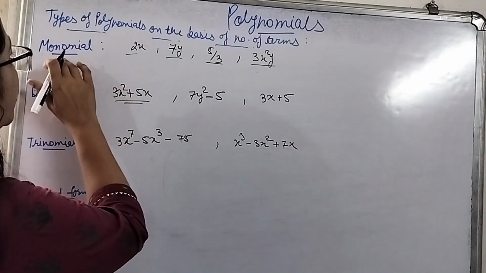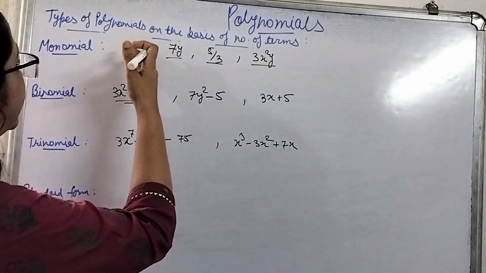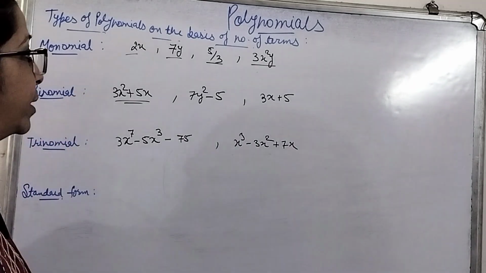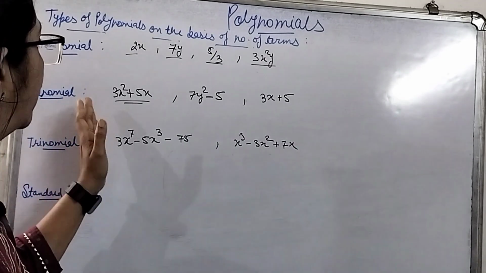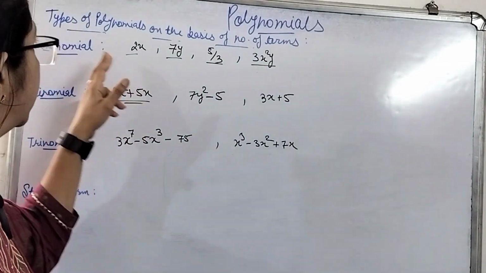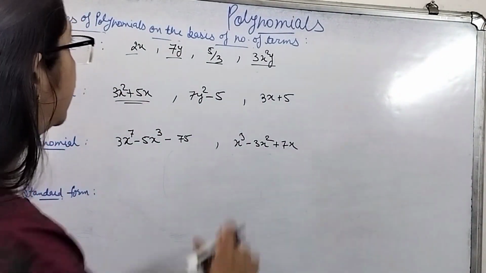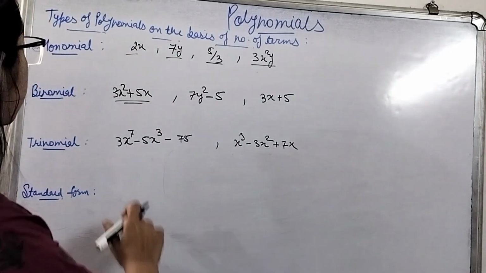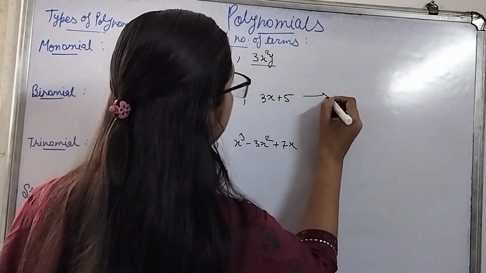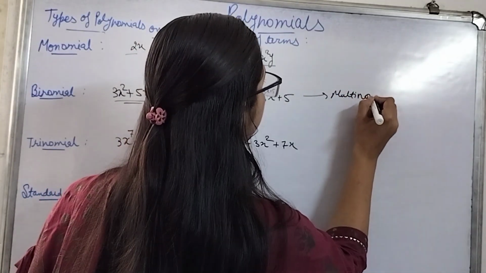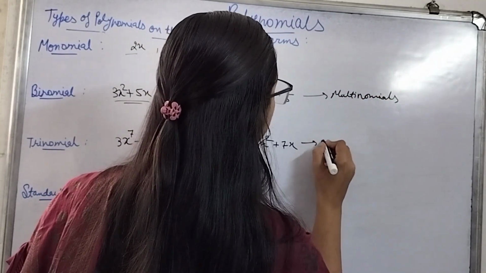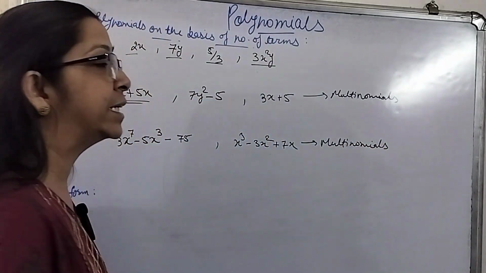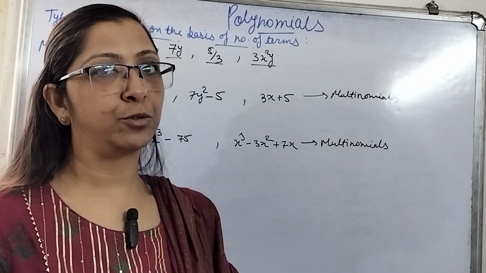But over here, monomial is a special case of polynomial. Whenever we say binomial or trinomial, these are also known as multinomials, because multi means more than one. A monomial has only one term, so it is not known as a multinomial, but binomials and trinomials can also be known as multinomials, because they have more than one term. So all the polynomials which have more than one term are known as multinomials also.